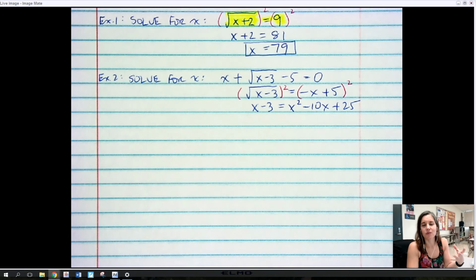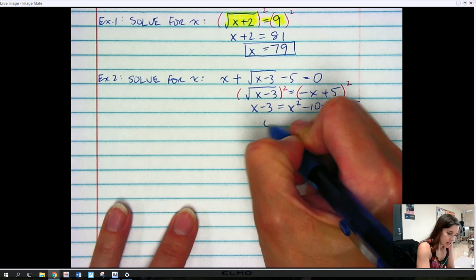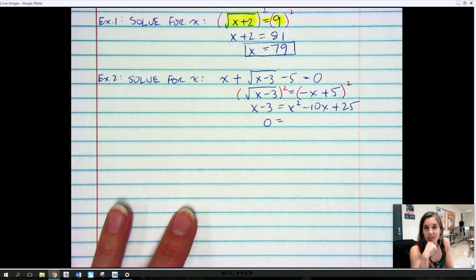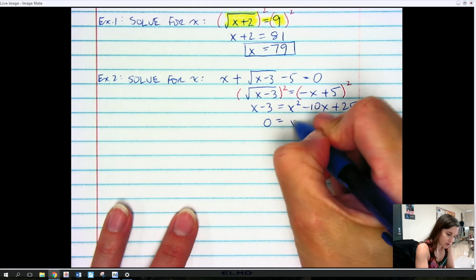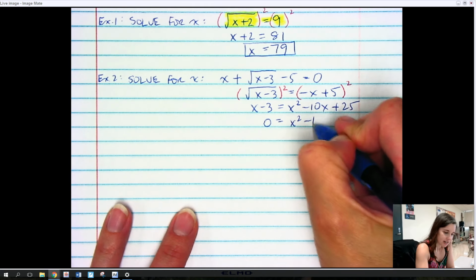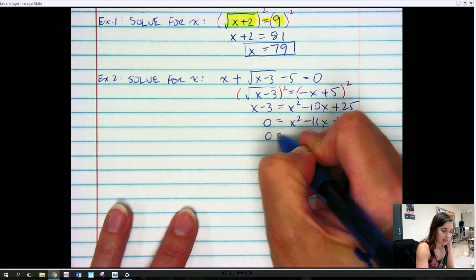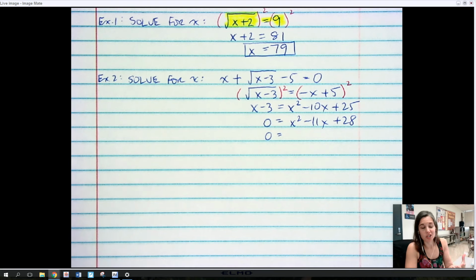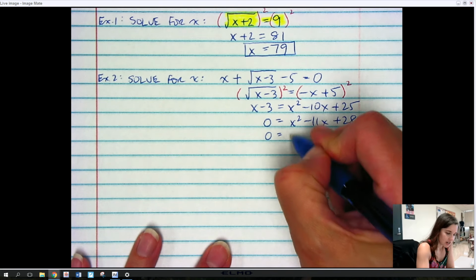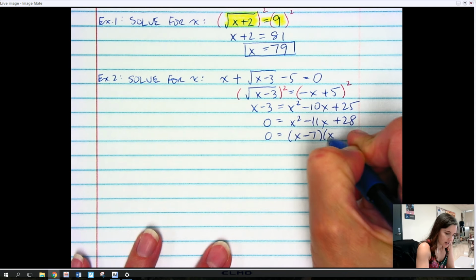Whenever you see an x squared to solve, you want it to be equal to 0. So I'm going to move everything over to the right-hand side. So keep my x squared here. When I subtract that, that's negative 11. When I add the 3, that gives me 28. And we need to factor it now. So if you use a star, think of what two numbers add to negative 11 but multiply to 28. You're going to get x minus 7 and x minus 4.